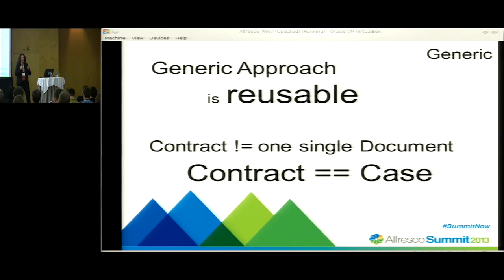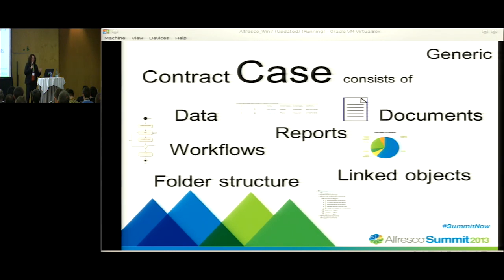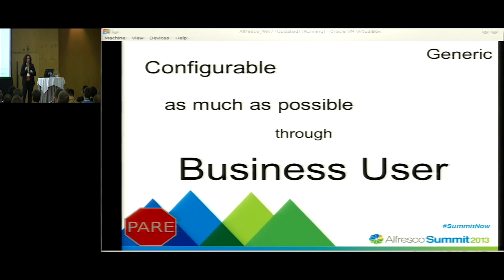Understanding a case is nothing else than a bracket and a collection of information. And this might be data, documents, reports, workflows, folder structures, links, linked objects, whatever. And this idea is really a generic approach we can reuse not only for contracts but also for other approaches. And keep in mind, generic is also the idea that the business user is able to configure as much as possible in the solution.